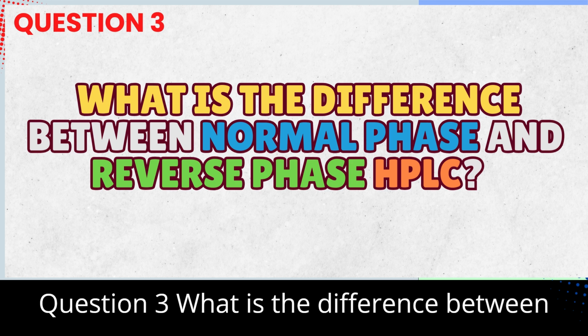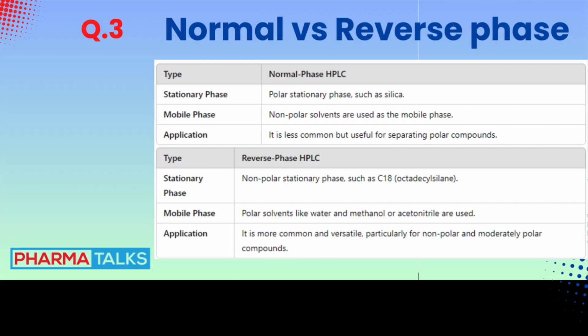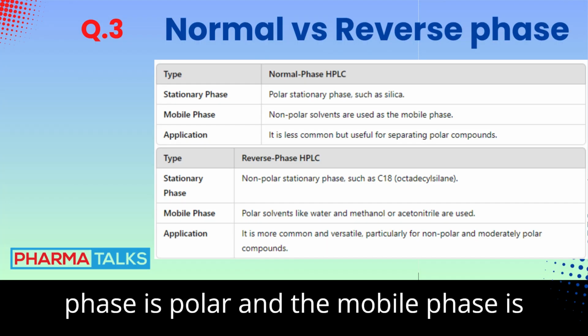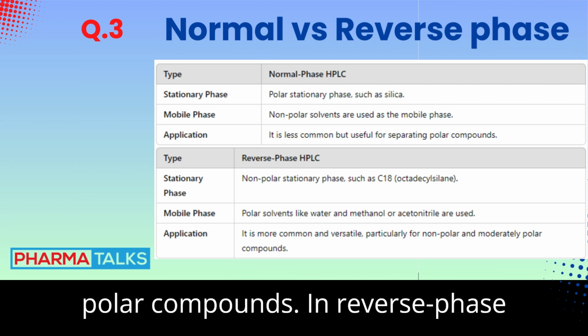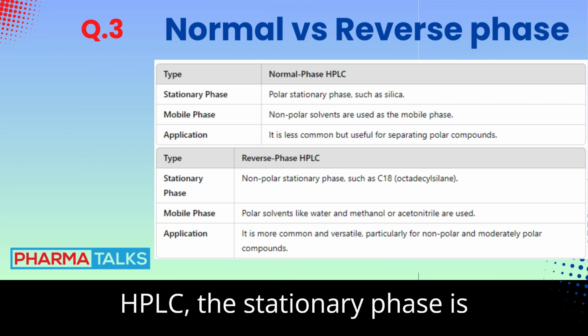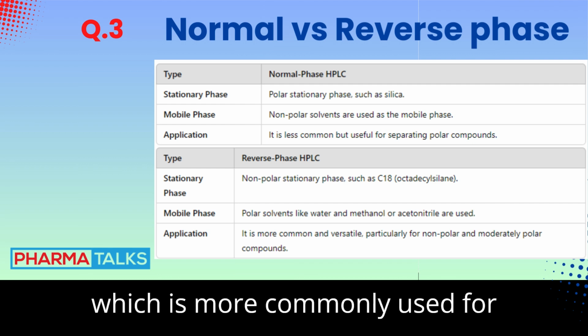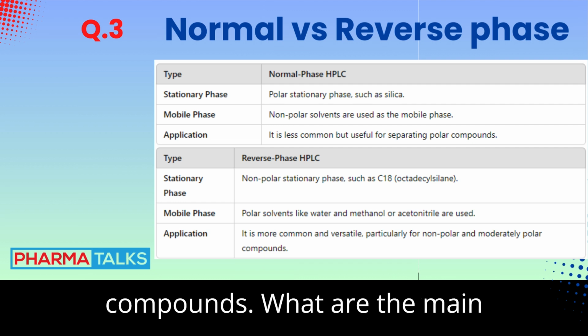Question 3. What is the difference between normal phase and reverse phase HPLC? Answer. In normal phase HPLC, the stationary phase is polar and the mobile phase is nonpolar, making it ideal for separating polar compounds. In reverse phase HPLC, the stationary phase is nonpolar and the mobile phase is polar, which is more commonly used for separating nonpolar to moderately polar compounds.